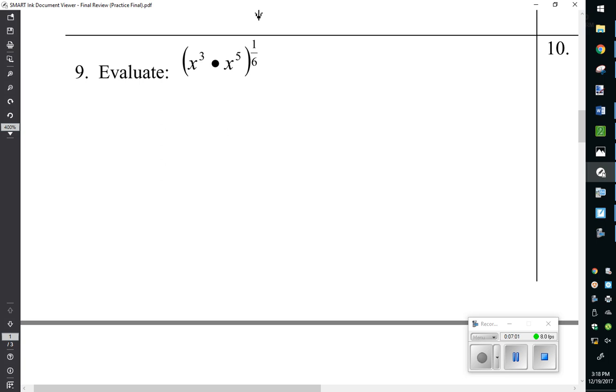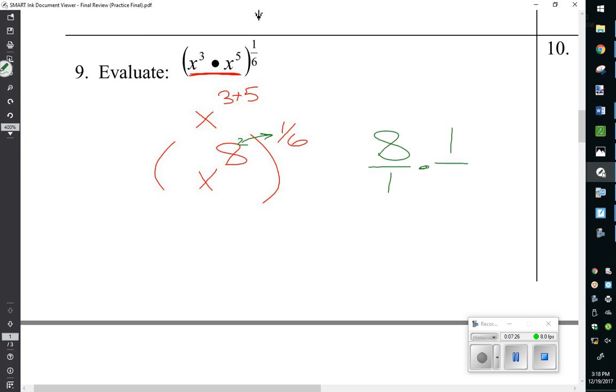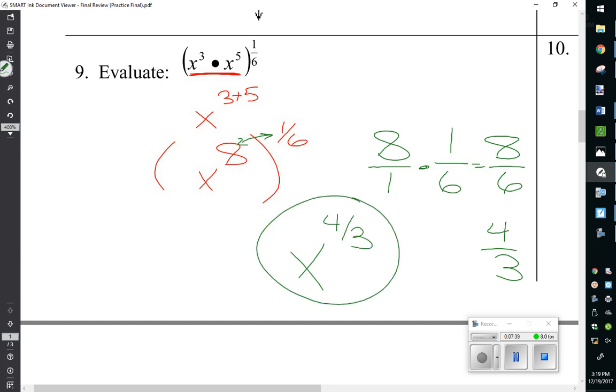Evaluate this one. X to the third times x to the fifth, all raised to the 1/6 power. We are multiplying these two things with the same base, so all we're really going to do is add those 2 exponents together. It gets you x to the 8th power. Now I am taking that and raising it to the 1/6 power. If you're raising that to the 1/6 power, you're really going to multiply these two things. So you're taking 8 over 1 times 1/6, which is 8/6. Multiply straight across on that fraction. We can reduce 8/6. 8 over 6 can reduce to 4 thirds. And so my final answer is x to the 4 thirds power.